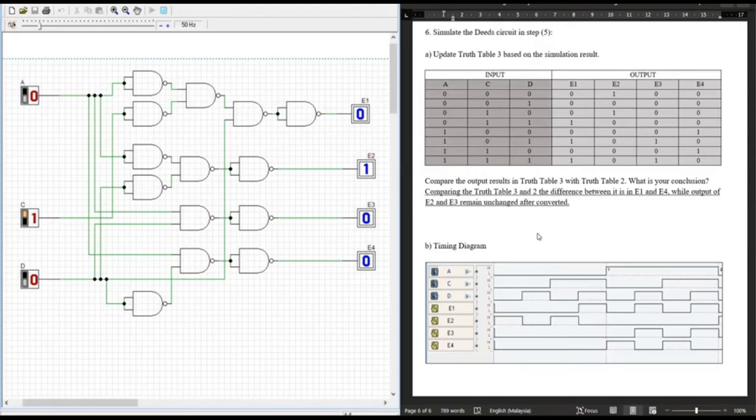Hi, continuing from question 3, we are moving to the next circuit, which is the circuit that you need to convert from the previous circuit to the AND only gates circuit. As you can see, this is the overall circuit, and on the right side is the full truth table and the timing diagram of this circuit.